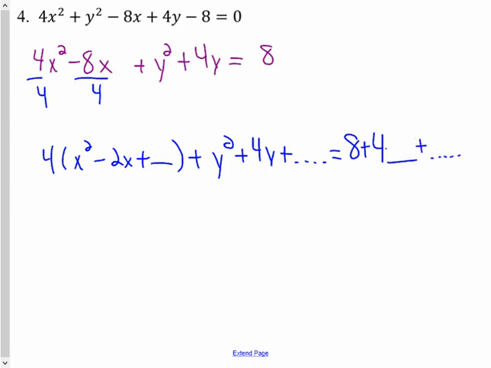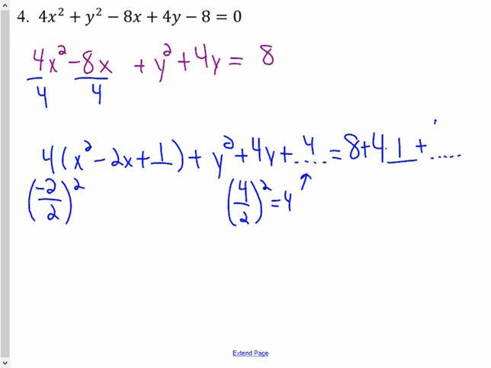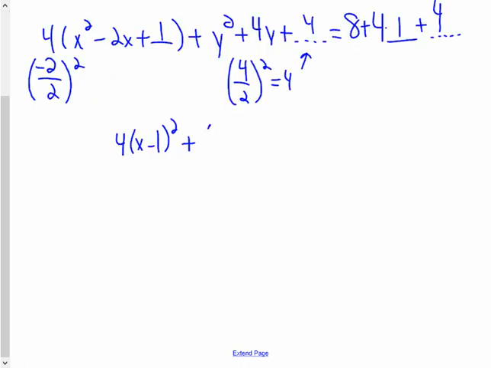Okay. Doing the math, half of negative 2 is negative 1. Negative 1 squared is 1. So 1 goes in the first blank. Half of 4 is 2. 2 squared is 4 in the second blank. Now simplify. 4 times x minus 1 squared plus y plus 2 squared, equals, and now we have 8 plus 4 plus 4, giving us 16.